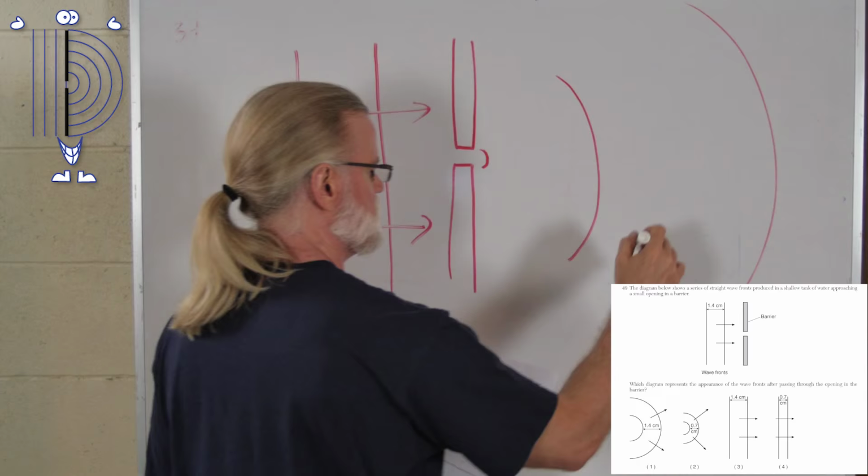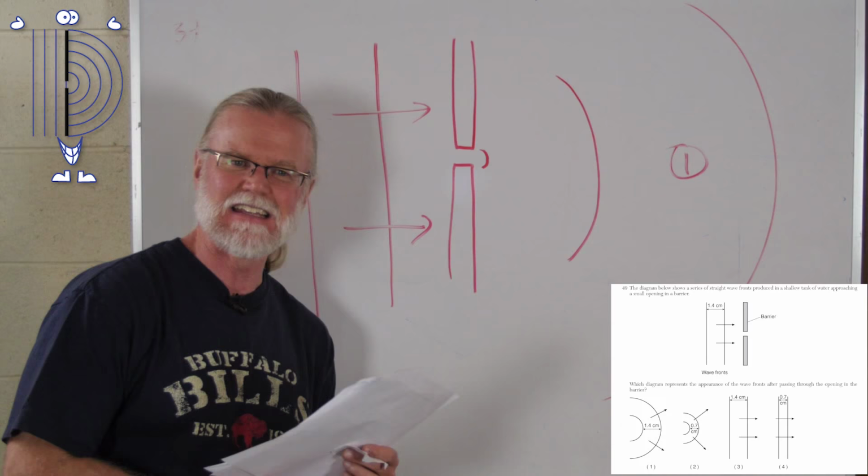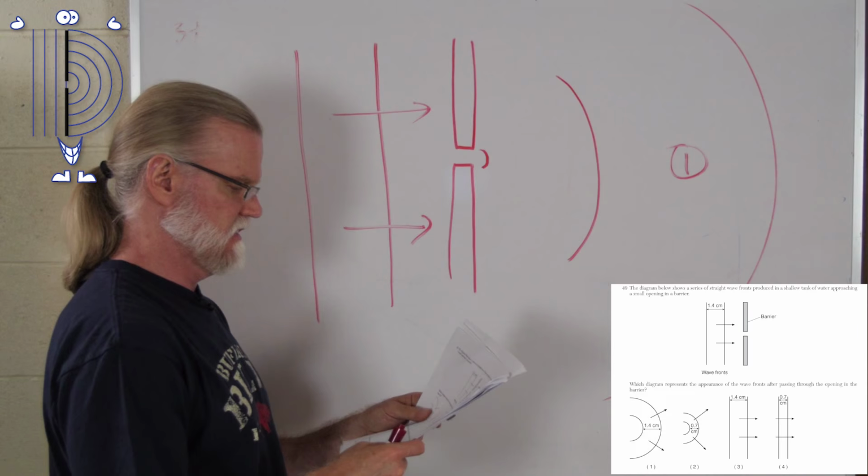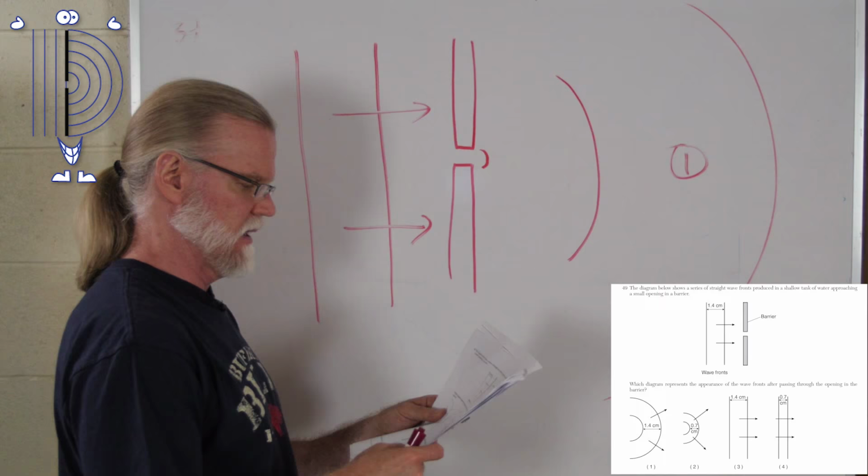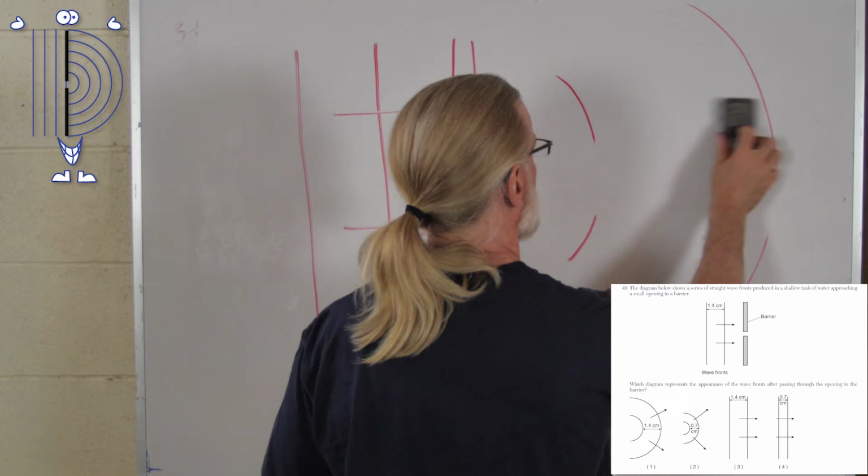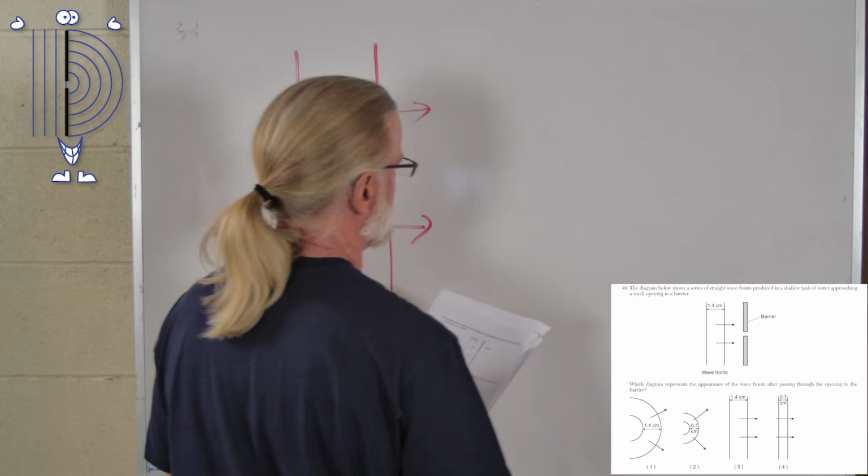The wavelength's not going to change. The only time the wavelength would change is if the speed changed, and they don't say the medium's changing, so you can't assume that it is. Make sure you know all the different situations with diffraction. That would be a lot of diffraction if we drew it like this.